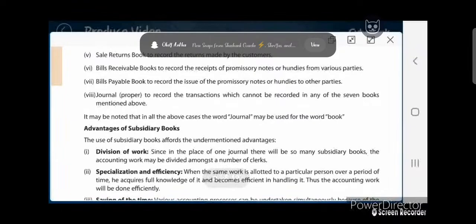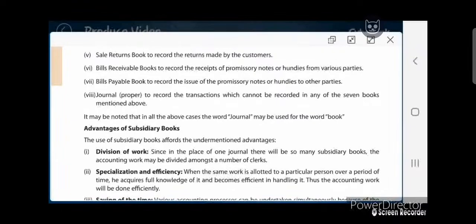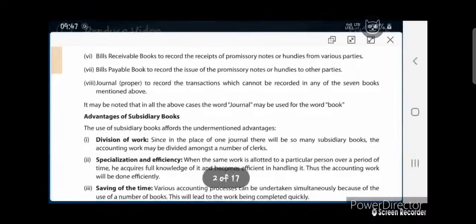Sales return book is to record the returns made by the customers. The sales return book helps you to record all the returns that are made by the customers. To know that, you will use the sales return book.